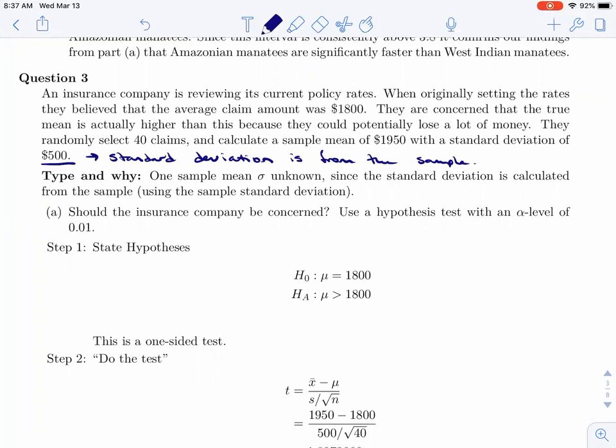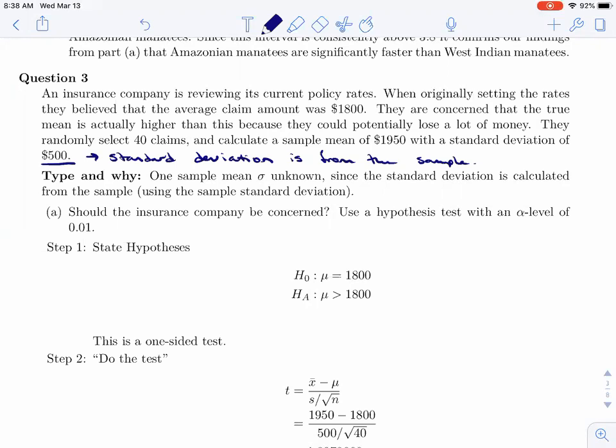Okay, so here the standard deviation is from the sample, which means we have one sample mean, sigma unknown. Part A just asks, should the insurance company be concerned? Use a hypothesis test with an alpha level of 0.01. So now I'm giving you an alpha level. Usually it's just a default, but now we have to use 0.01.